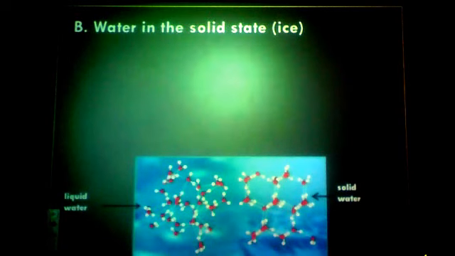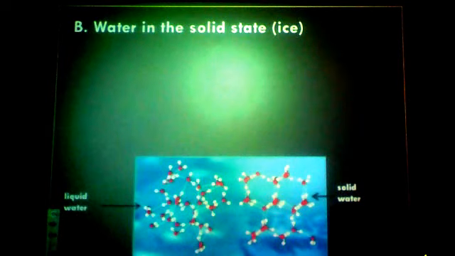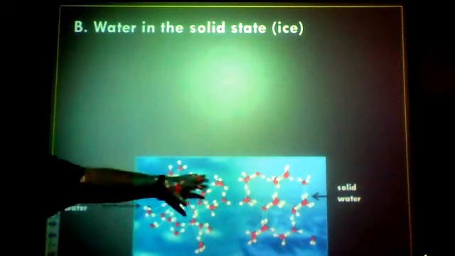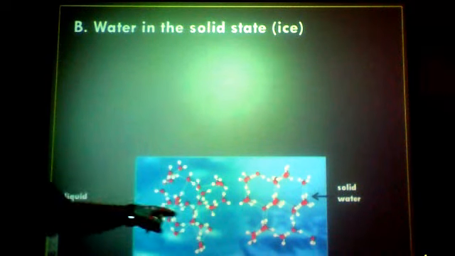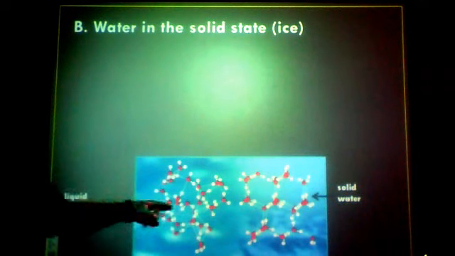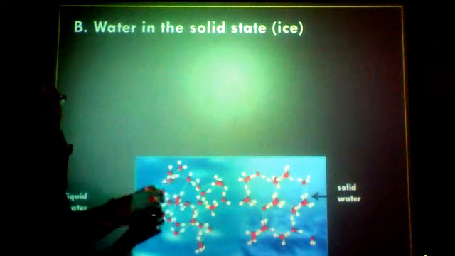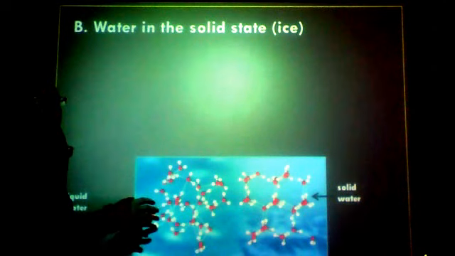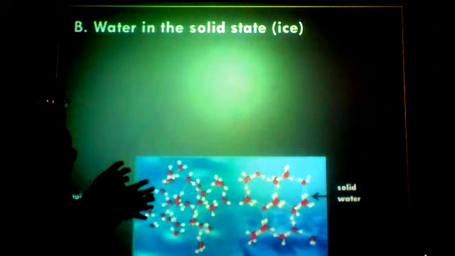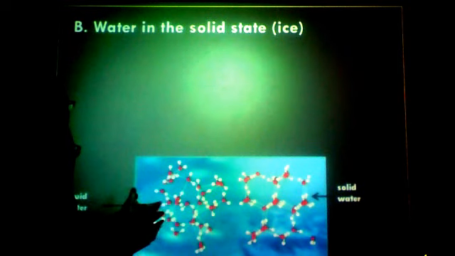Water, when it becomes a solid, also has some interesting behaviors. You can see in this diagram down here, here's liquid water, and the dotted lines represent hydrogen bonds loosely holding those water molecules together. Water is very unique in that it is the only substance that I'm aware of, anyway, that is actually less dense when it's a solid than it is when it's a liquid.